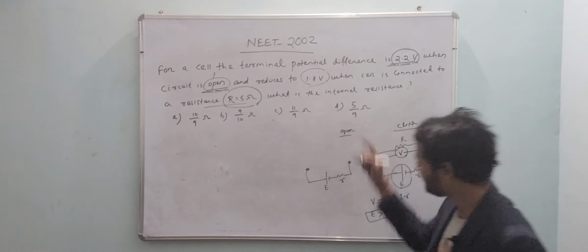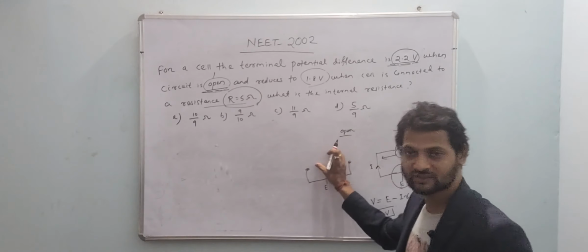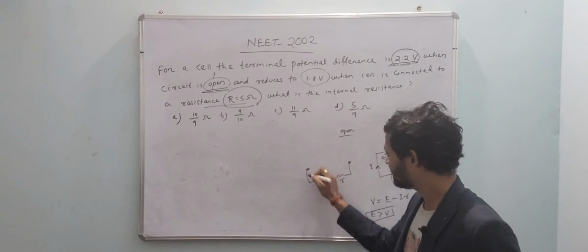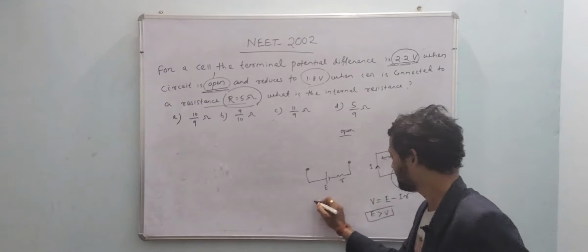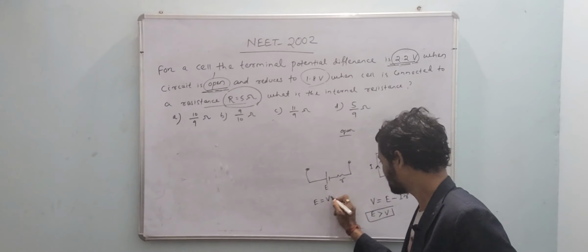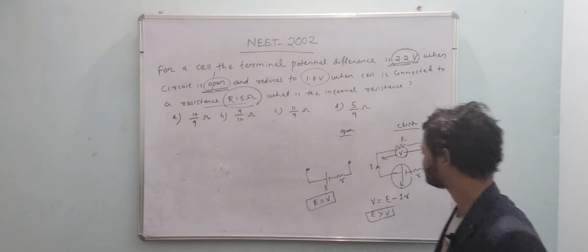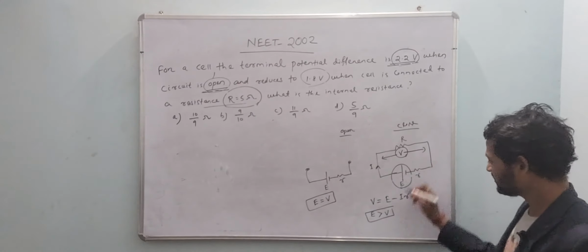But in open circuit, since there is no resistance connected here and current through the circuit is 0, we can say EMF is equal to potential difference. So coming to the question.